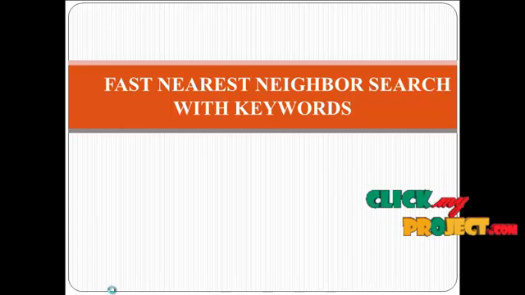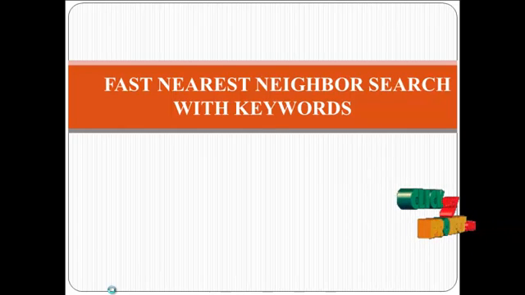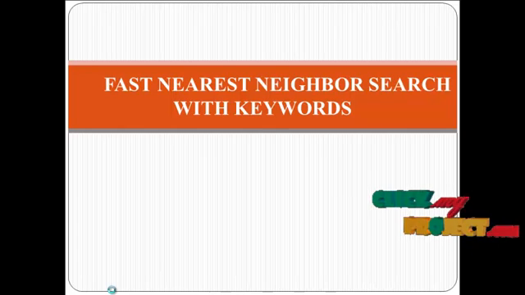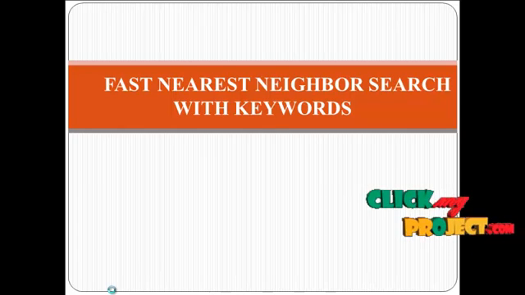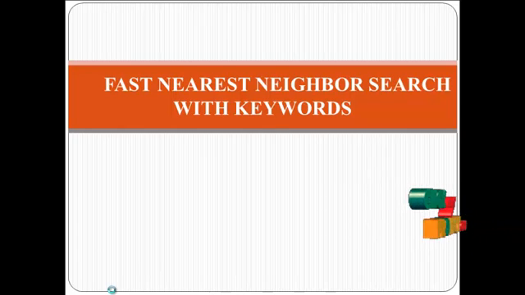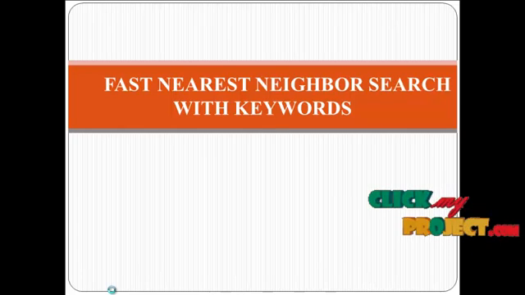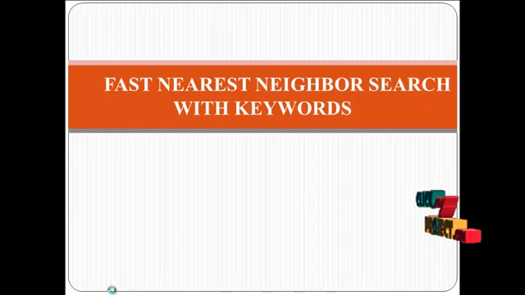In our project title list, fast nearest neighbor search with keywords. In our project, we use it to retrieve a large number of documents with a limited number of keywords. Now we are going to see our project abstract.